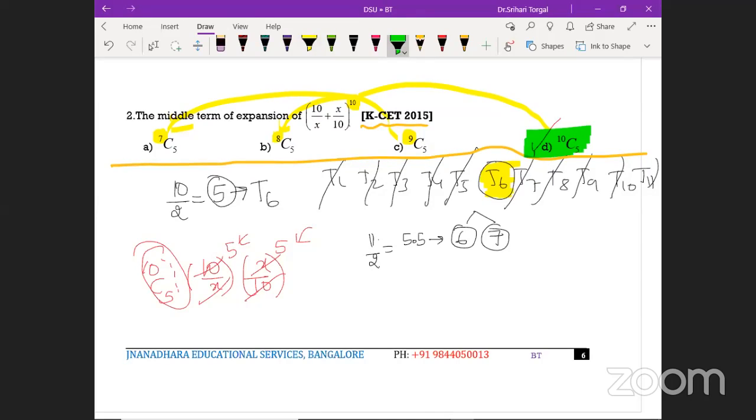First, observe the options. If you see the options, then 7, 8, 9, 10 they have given. So obviously there should be 10 there. So 10C5 is the answer.